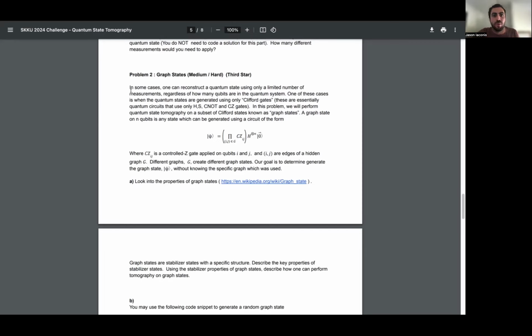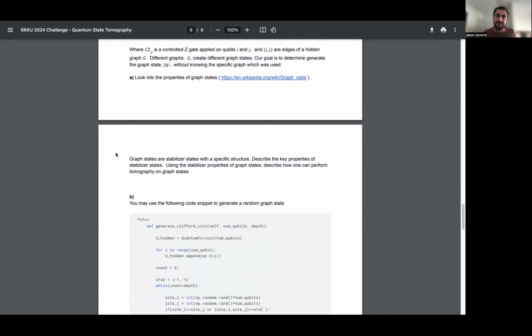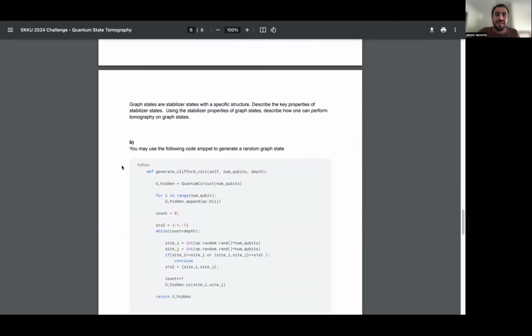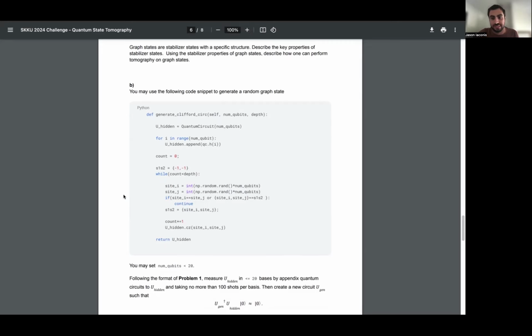And so this problem is going to walk you through how you could actually do this tomography when you have these graph states. So again, in part A, you should look specifically into the properties of stabilizers. What are stabilizer operators, and how do they help you design how you could actually invert this quantum state? And then generating these Clifford states, again, you could have a random graph state. With this code here, we'll generate a random graph state. Again, perform this tomography on this state.